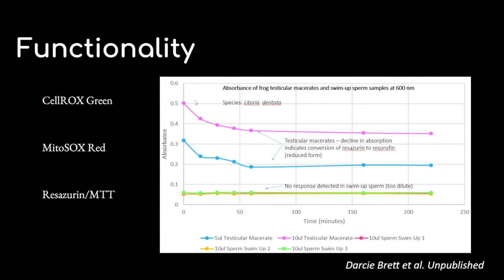And so in this preliminary data, you can see that change in absorbance. So this is an absorbance assay. And as that absorbance is reduced, that's indicative of resazurin being reduced to resorufin. So that's something that's being worked up at the moment, could be useful.